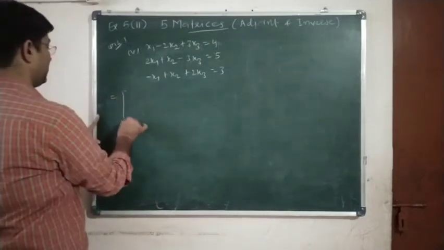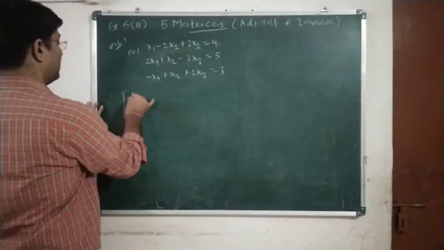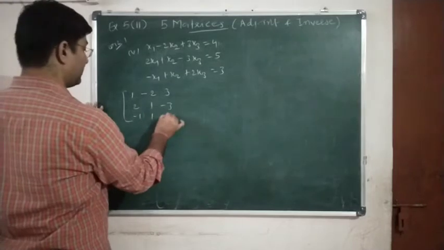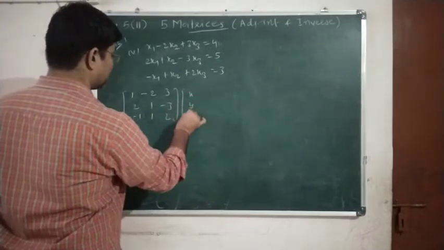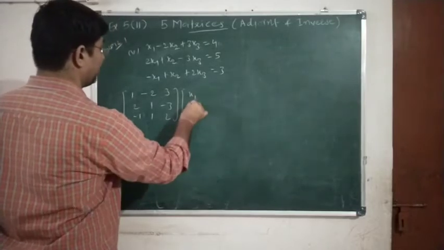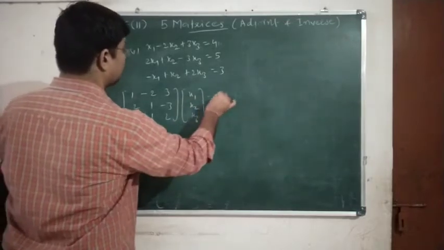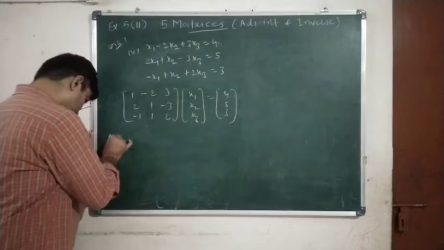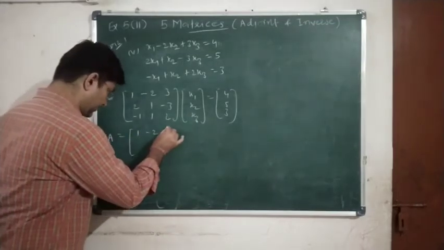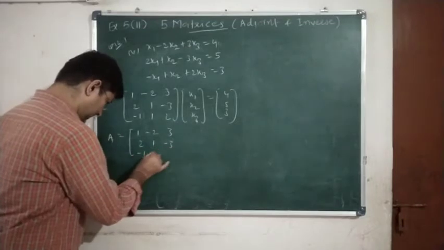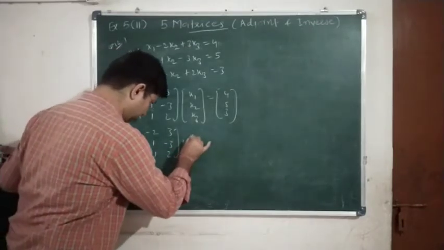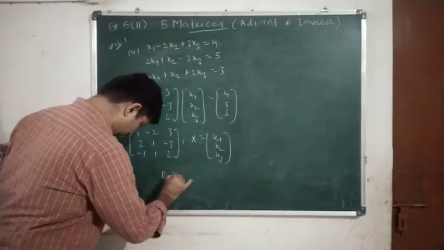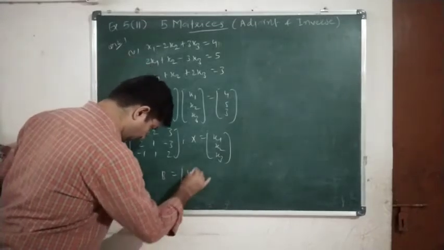Now we'll write this down in the matrix equation format. We have 1 minus 2 3, 2 1 minus 3, minus 1 1 2, into x. In place of x y z we have x1 x2 x3, and 4 5 3. Now the first matrix will be denoted by A, the second by capital X, x1 x2 x3, and the third by matrix B, 4 5 3.